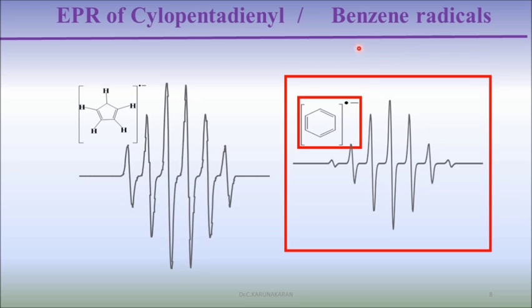In the case of the benzene radical, the unpaired electron density is delocalized over 6 hydrogen atoms. Therefore, by n plus 1, a septet. There are 7 lines observed, with the intensity ratio obtained using Pascal's triangle: 1, 6, 15, 20, 15, 6, 1.